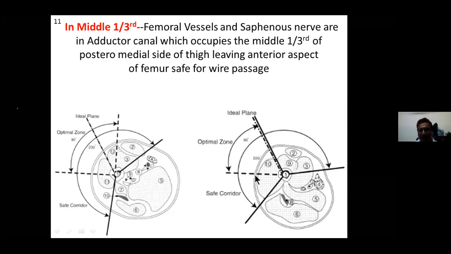And in the junction of the middle third and lower third, there is a wide area, and you can place wires in vast areas. The safe area is from here to here.